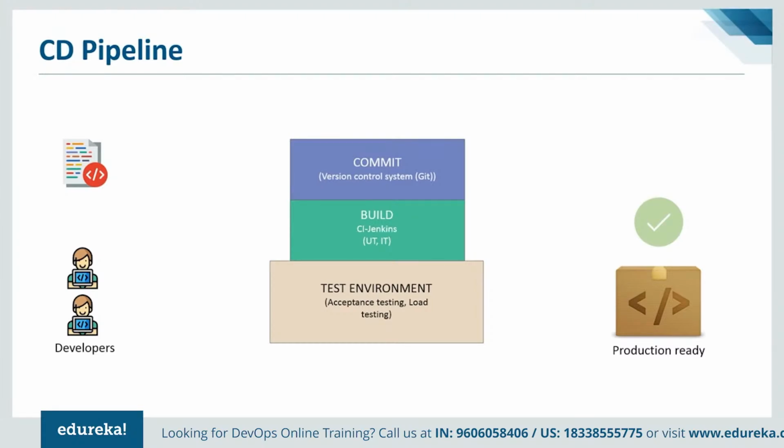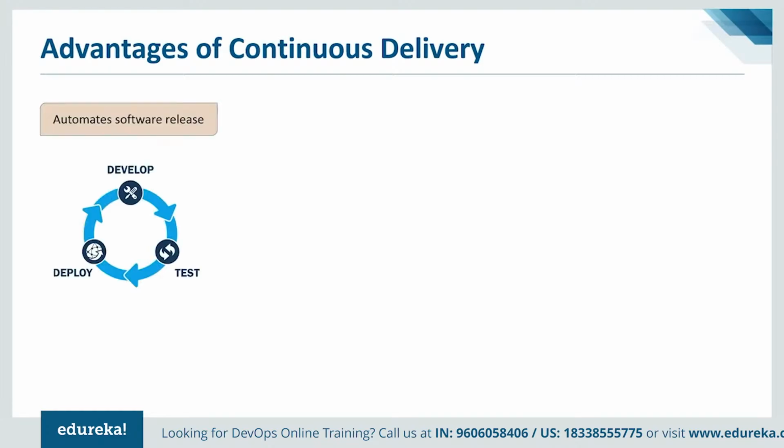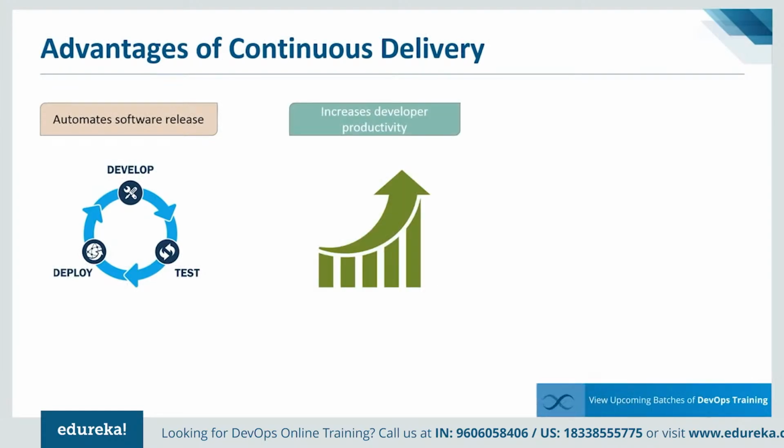Alright, now that we've seen how this continuous delivery pipeline solves all of these issues, let's look at a few advantages of continuous delivery. Now the first advantage is that it automates software releases. Now continuous delivery makes sure that it uses automation tools at each and every step of the software development cycle. Whether it's building, testing or deploying, all of these steps have to be automated. Now because of doing this, the software is released at a faster rate and it is less prone to any human errors.